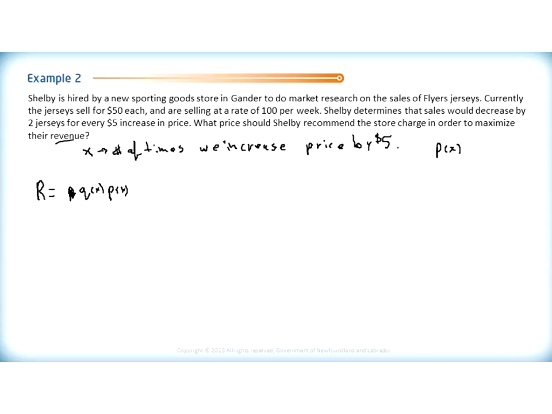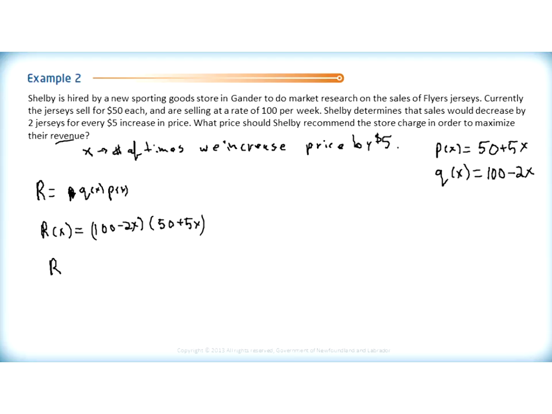So the price function, P of x, is going to be equal to, well, we were selling them for 50, and we're going to raise the price by $5 x times, so the price will be 50 plus 5x. And then our quantity function, Q of x, is going to be, well, we were selling 100 per week, but every time we jack the price up by $5, we're going to lose 2 jersey sales. So we're going to say 100 minus 2x. Alrighty. So with that, we can write our revenue equation. So revenue as a function of x is going to be equal to 100 minus 2x multiplied by 50 plus 5x. So the revenue is going to be, doing some quick algebra here, minus 10x squared plus 400x plus 5,000.